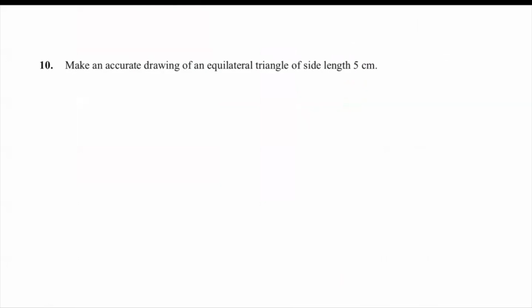Okay, now for this question, I'm not going to be able to demonstrate this perfectly, which is a shame. I'm just limited a little bit by the software. But what I am going to do is talk you through the 2 different ways that you could approach this. If you're going to make an accurate drawing of an equilateral triangle of side length, the first step in either method would be to use your ruler and accurately measure out 5 centimeters and label it on so that it's really clear to the examiner you know what you're doing.